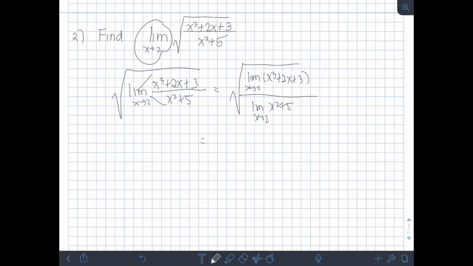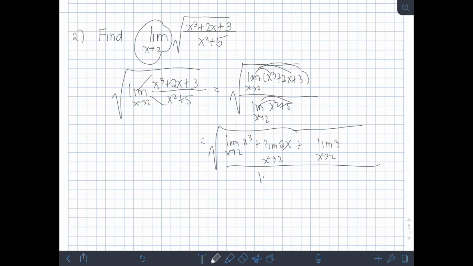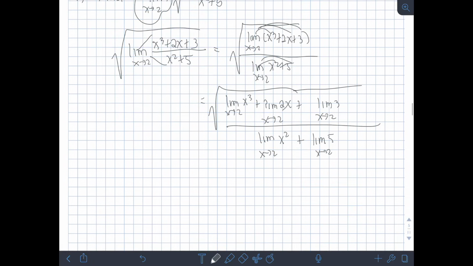And then, apply uli natin yung limit theorem for the generalization of sum or difference of limits of two functions. So, we have distribute natin itong bawat limit sa taas saka sa baba. So, square root of limit of x cubed as x approaches 2 plus limit of 2x as x approaches 2 plus limit of 3 as x approaches 2 over limit of x squared as x approaches 2 plus limit of 5 as x approaches 2.